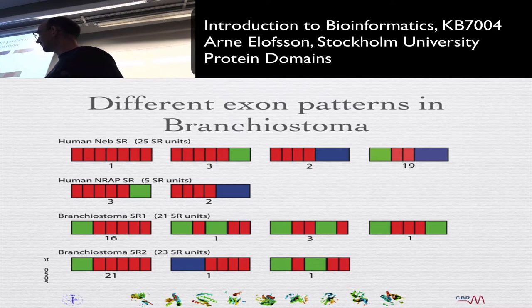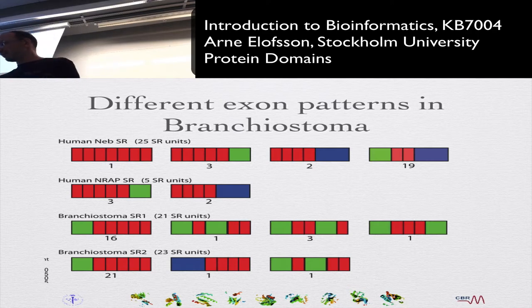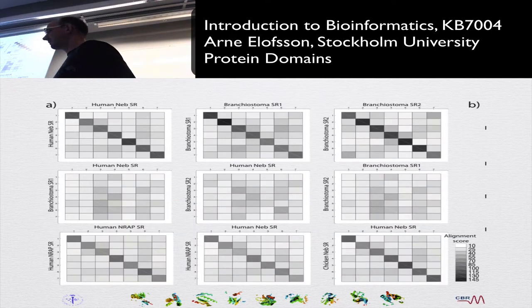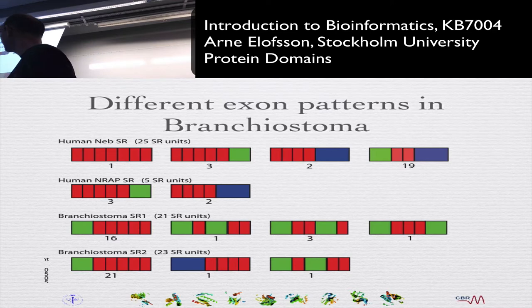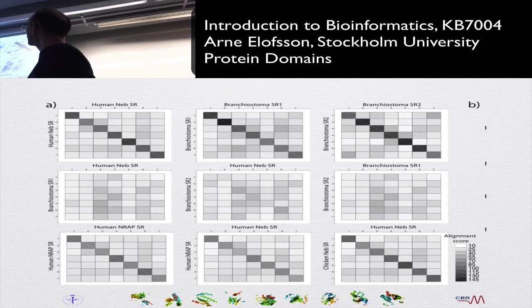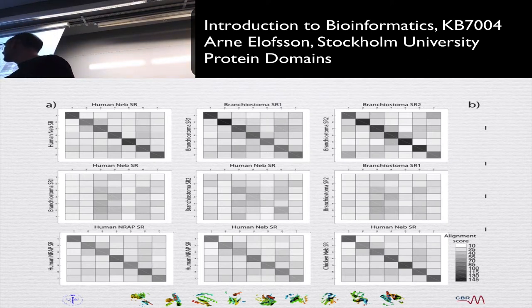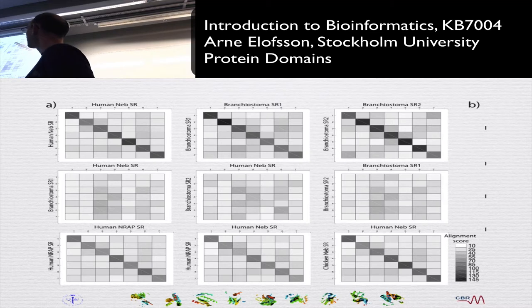There are two proteins, SR1 and SR2, and both have the same exon pattern, but they are actually quite different. Take these seven-domain repeats and compare them to each other. In human, you see that the average similarity is very high in the middle. In Branchiostoma, they are very similar to each other in the middle. There is some similarity between 1 and 7 in SR2, maybe between 3 and 6 in SR1, but if you look at the patterns between the different ones, there are no patterns at all. You can't see how these have evolved from each other. So we assume that this pattern of 7 has evolved independently.